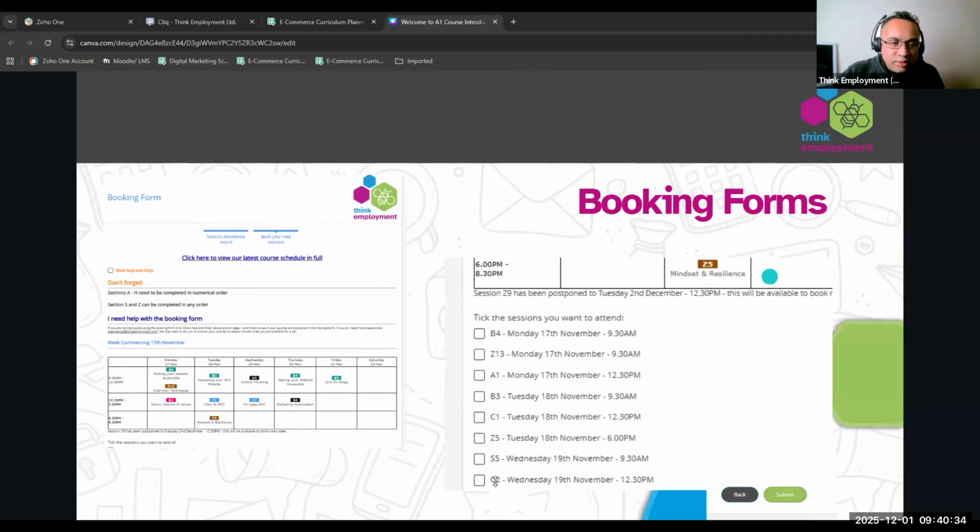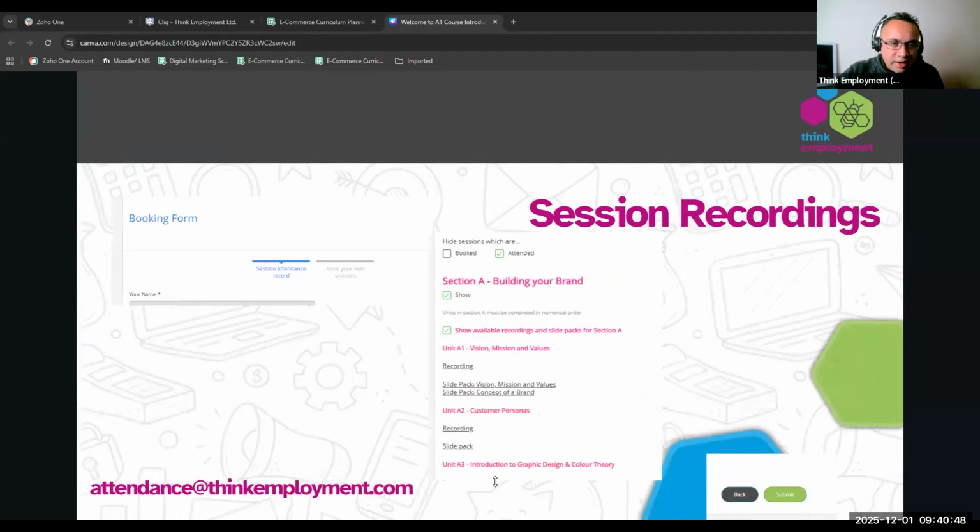Booking forms is where you can book onto these courses, and you've booked onto this session, so you should know how to do it. If you have any problems, reach out to your success coach. The session recordings are also available, so you can watch the recording back. If you don't know how to do that, reach out to me or your success coach at the end, and then you can get a recording.